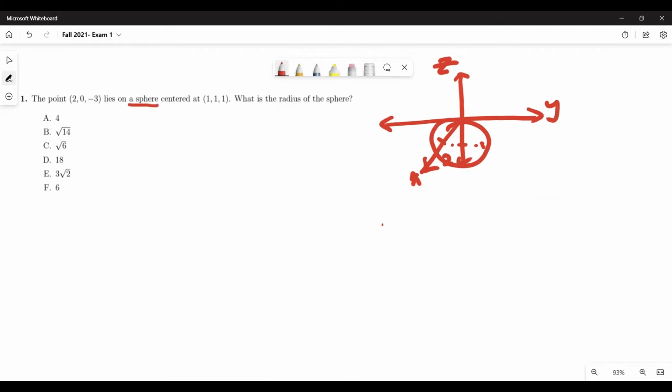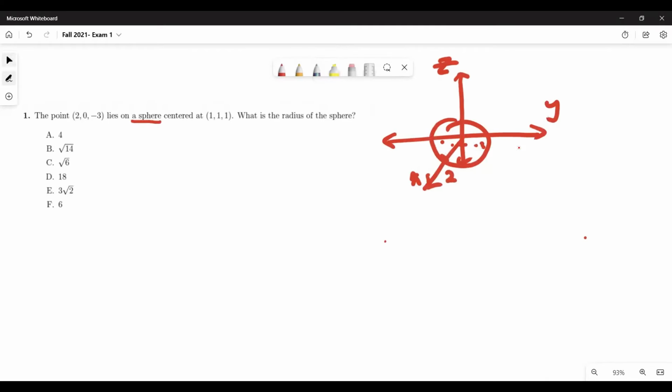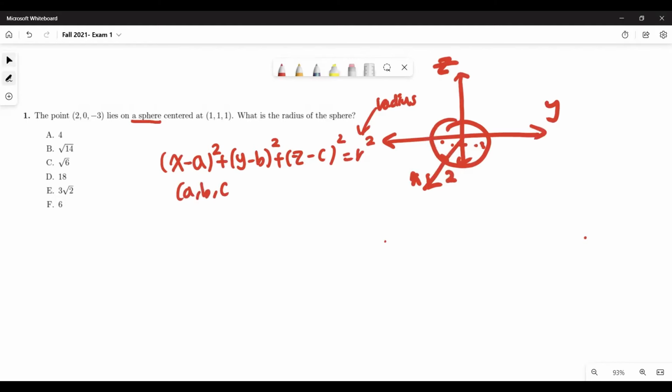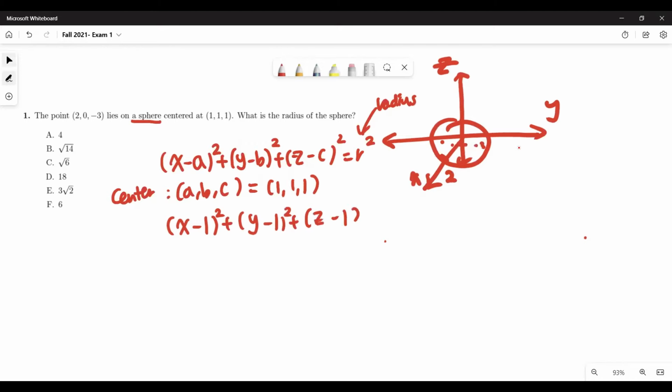And since we're given it's a sphere, we can use the sphere equation. If you write the sphere equation, it's (x - a)^2 + (y - b)^2 + (z - c)^2 = r^2, where r^2 is the radius squared, and (a, b, c) is the center. Since we're given the center is at (1, 1, 1), we can rewrite this as (x - 1)^2 + (y - 1)^2 + (z - 1)^2 = r^2. And now we're given the point is at (2, 0, -3).